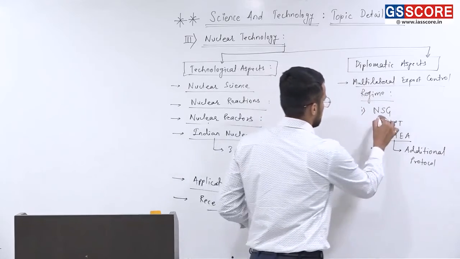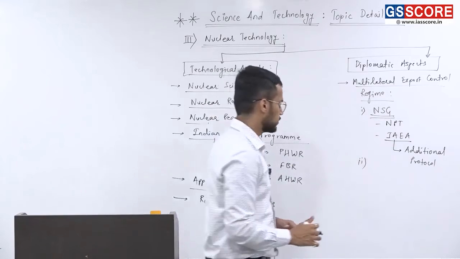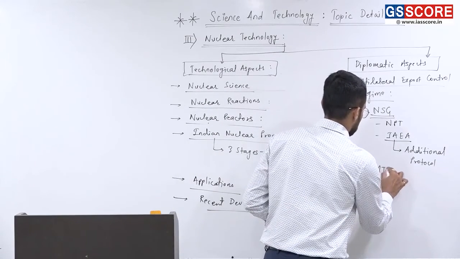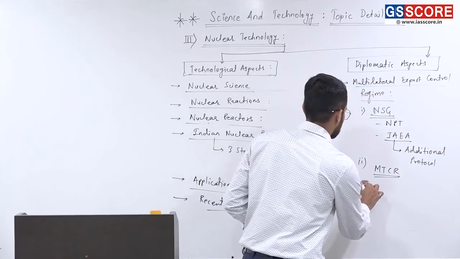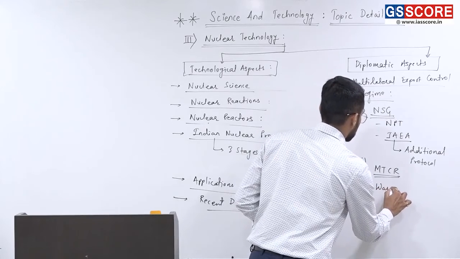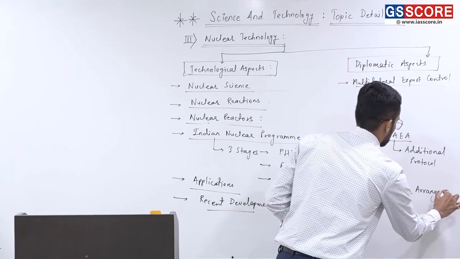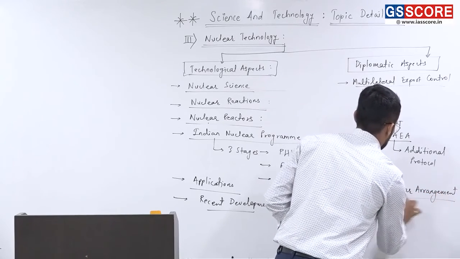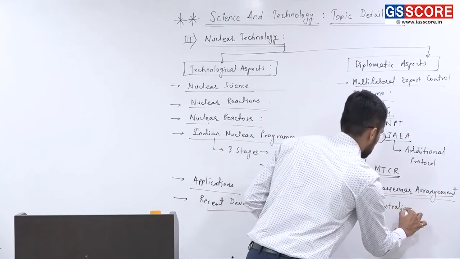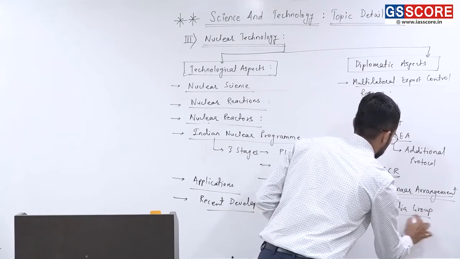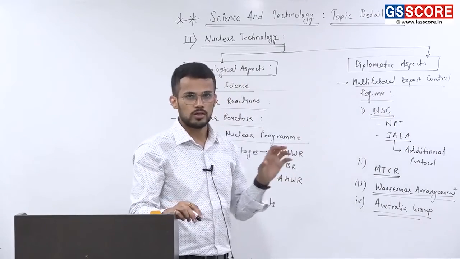Then the second important topic under multilateral export control regimes is MTCR, Missile Technology Control Regime. Third is the Wassenaar Arrangement. And fourth is the Australia Group. So these are four important multilateral export control regimes.